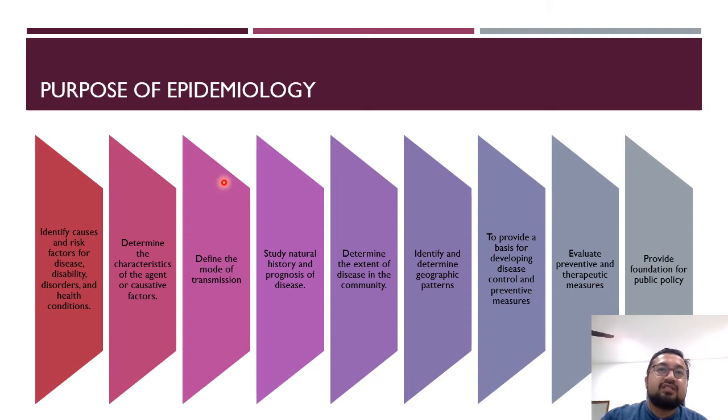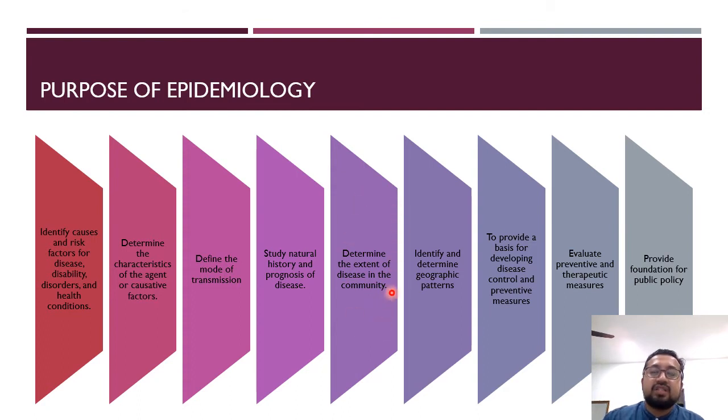Study natural history and prognosis of disease. Kita kena tahu disease ni develop macam mana. Mula-mula mungkin tak ada simptom, lepas tu ada simptom tu tahap 1, tahap 2, tahap 3, apa prognosis dia, boleh sembuh ke tidak, ataupun dia akan develop to mortality ke. Alright. Determine the extent of disease in the community.